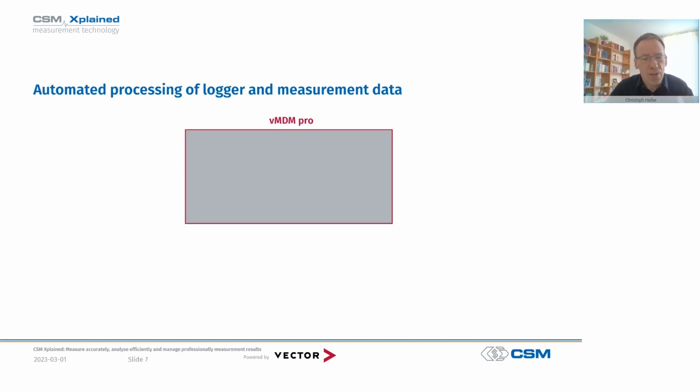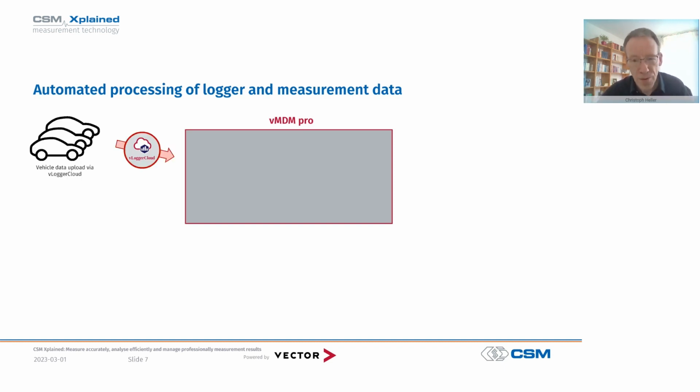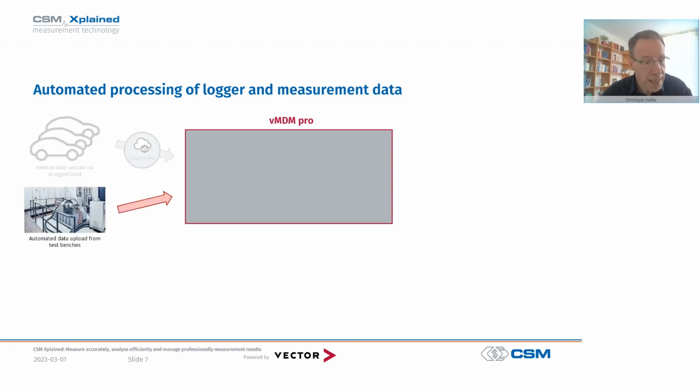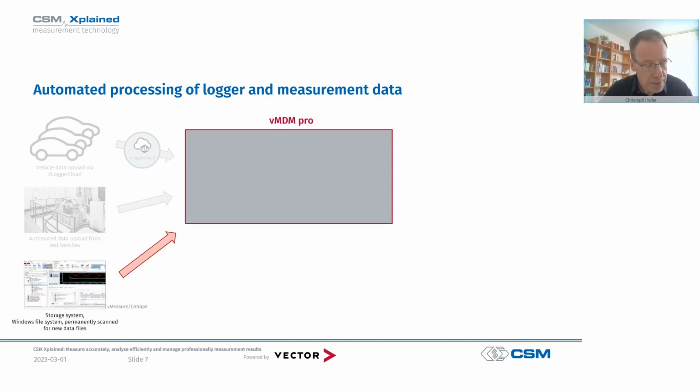Now let's have a closer look at the vMDM system. The goal of vMDM in this case today is to provide fully automated data handling from the data source until we have the final reports on our computers. Measurement files could come from fleet loggers via Logger Cloud, or from the test bench automatically uploaded with PowerShell scripts, or from the Windows Explorer, or at the end of a measurement in CANoe or vMeasure. These are some examples of sources of the data for vMDM.